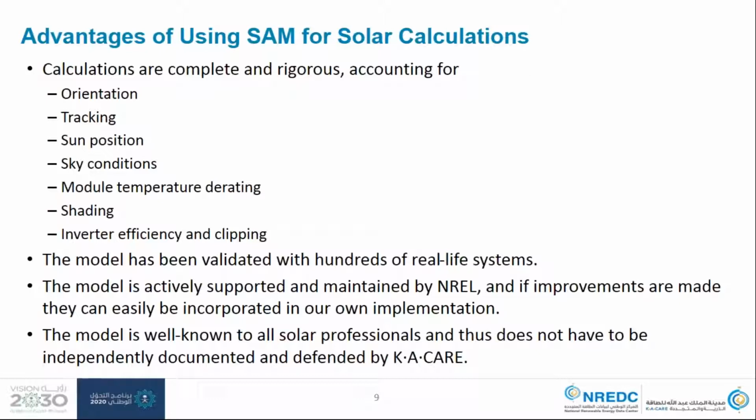I think what's really important to me is that if anybody asks us how we're doing this calculation, we can simply say that we're using the PV Watts module in SAM, and I think it's so well known, everyone in the industry will recognize that. And I think it's important to us to be able to provide confidence to stakeholders throughout the kingdom, and we think that this approach really does deliver that.